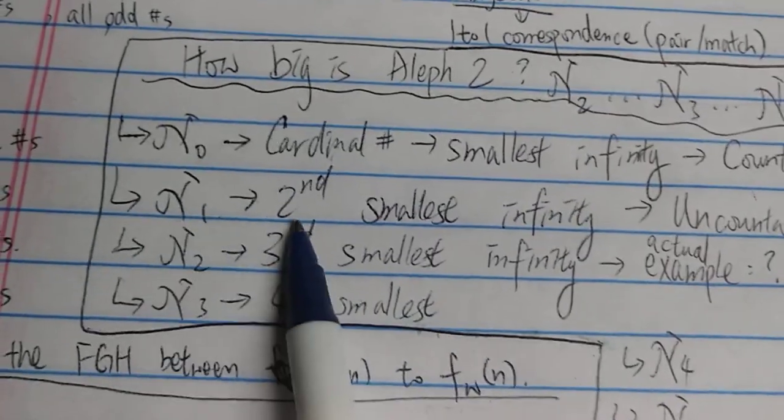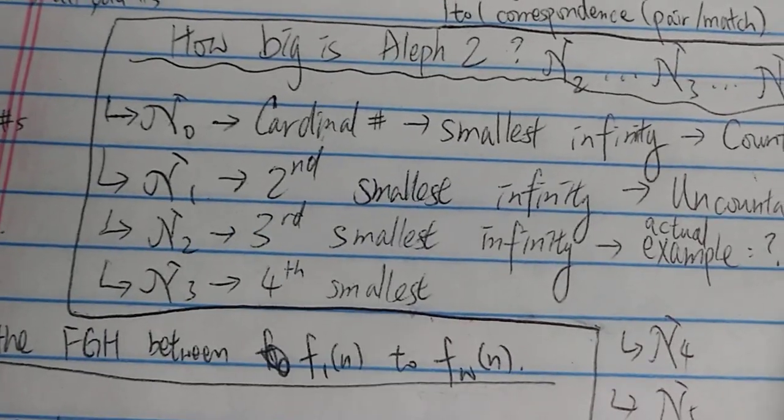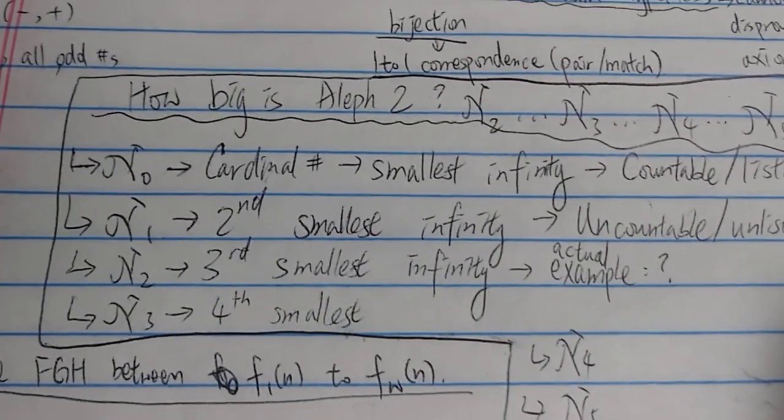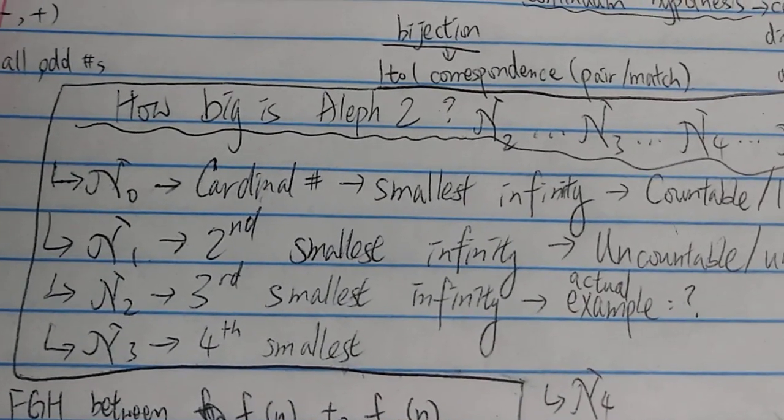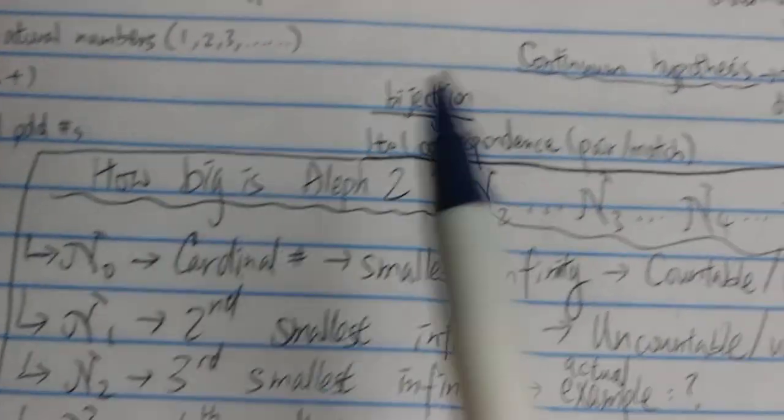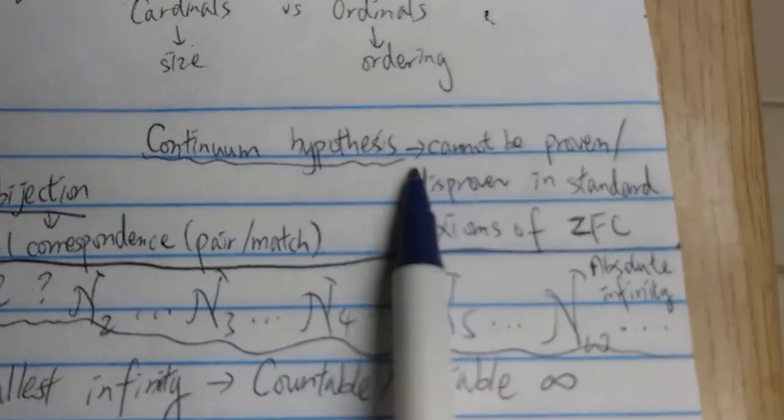So it's more difficult to list examples of aleph 1, but of course, all the decimal numbers, and so on and so forth. And even the set of real numbers is said to be aleph 1 if we assume the continuum hypothesis is true.